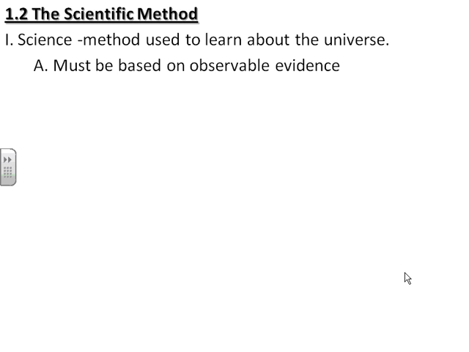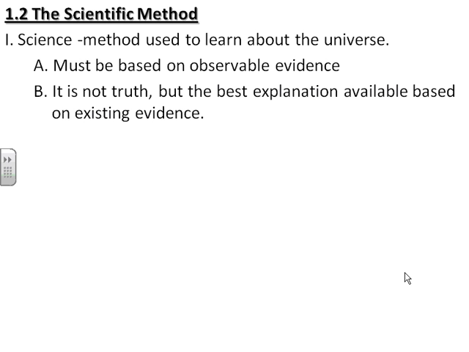First of all, it must be based on observable evidence. Secondly, it is not truth. So when someone says something like there's a scientific fact, well, take that with a grain of salt. Now, what we mean by it's not truth, it just means it's the best explanation available based on the existing evidence. So science is kind of set up to make sure that we don't repeat our mistakes as humans.